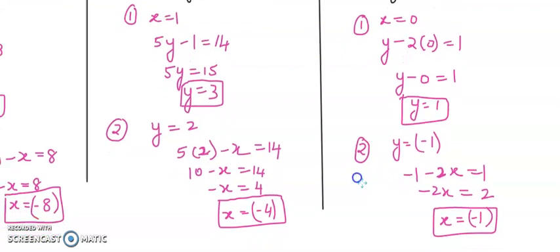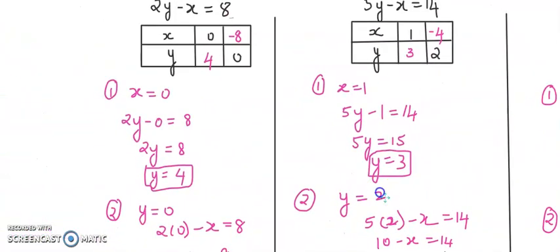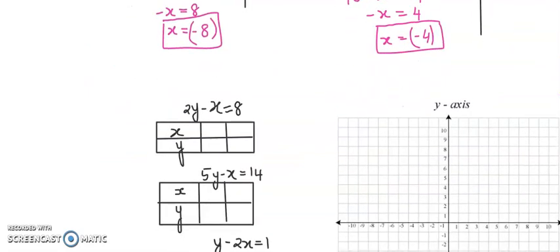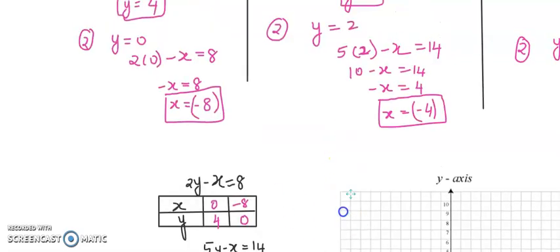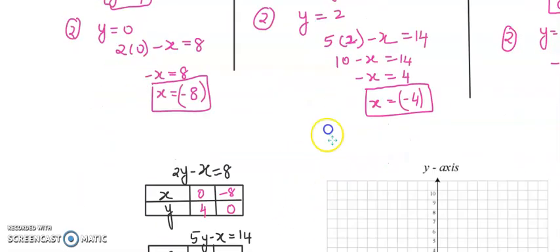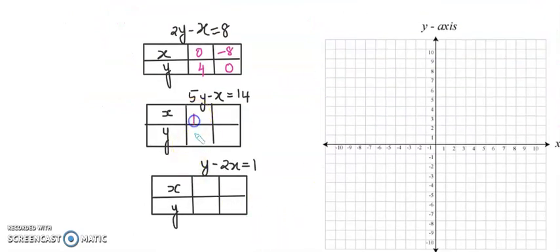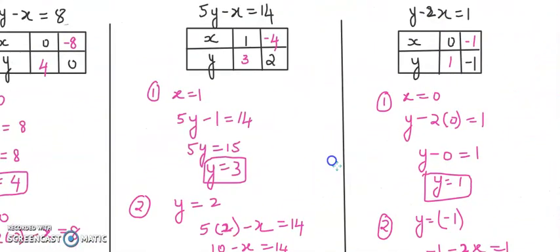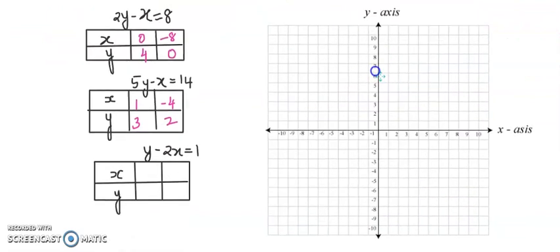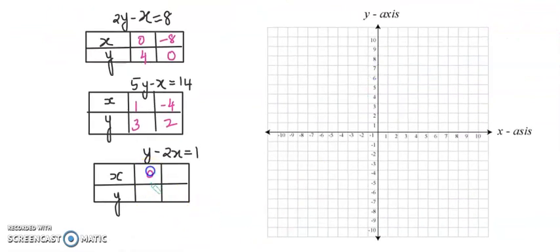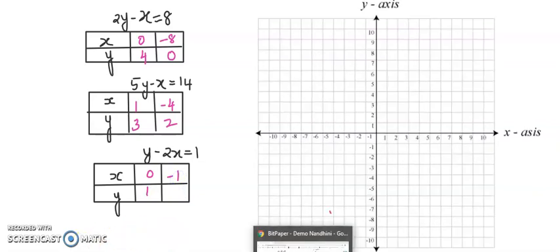Okay, so let's do the graphing. Let me just plot these points. The points are (0, 4), (minus 8, 0), then (1, 3) and (minus 4, 2), and the other ones were (0, 1) and (minus 1, minus 1). Now I'll be plotting the points in such a way that all the lines are shown with pink color. Then I'll shade it with a different color.